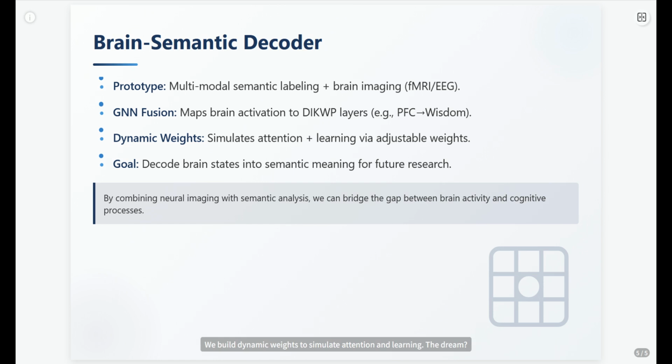The dream: a real-time decoder translating brain states into semantic meaning. This isn't just theory. It's a roadmap for future cognitive neuroscience. That's the DIKWP story, from data to purpose, mathematically and neurally mapped.